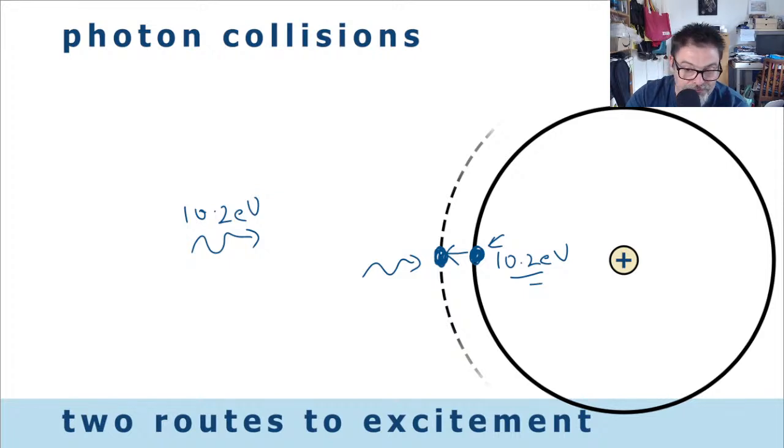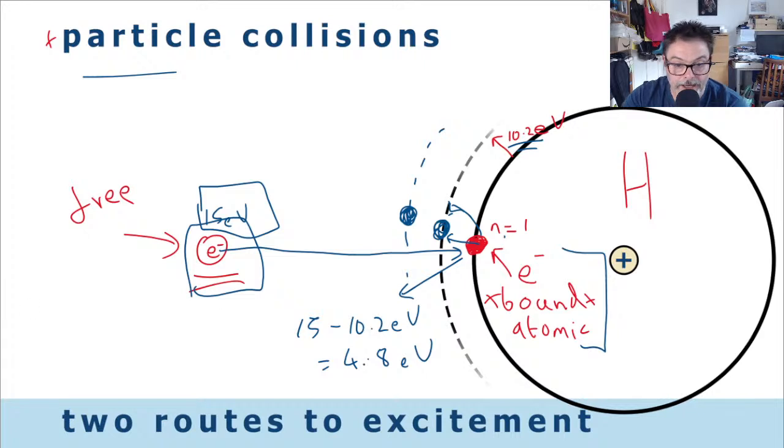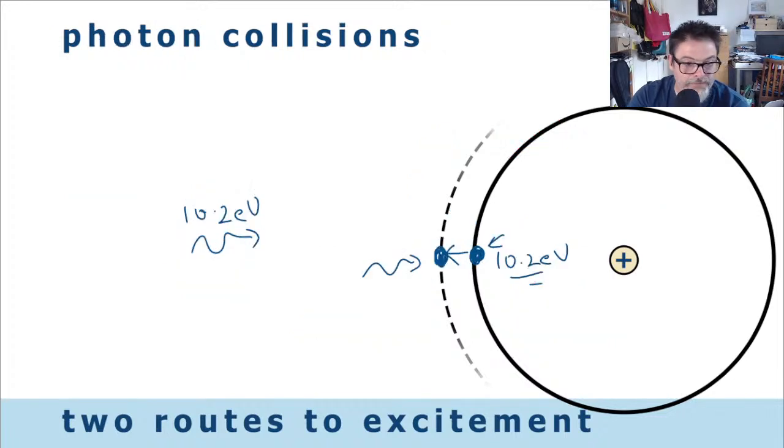So the main difference really is that if the photon doesn't have the right energy for a jump, nothing happens. If the photon has exactly the right energy for a jump, it's absorbed and ceases to exist. With a particle, if it has less energy than the jump, nothing happens. But if it has more energy than the jump, you can get a jump, and the electron will lose the energy equivalent of that jump. In other words, it's going to slow down. So it's a different kind of interaction.